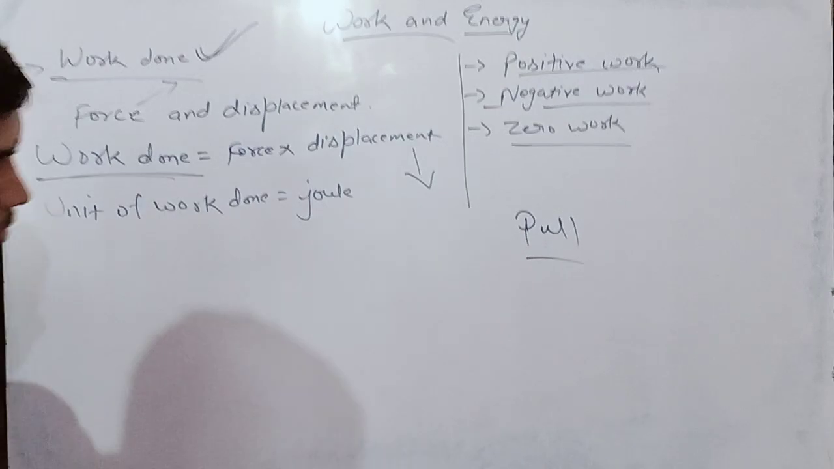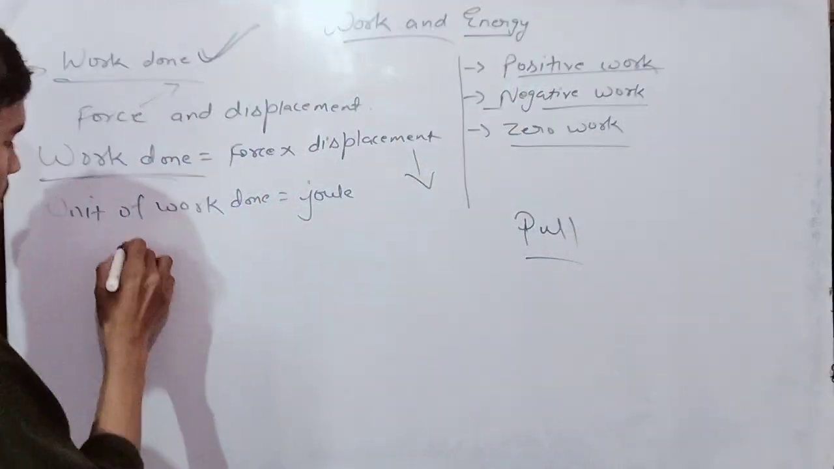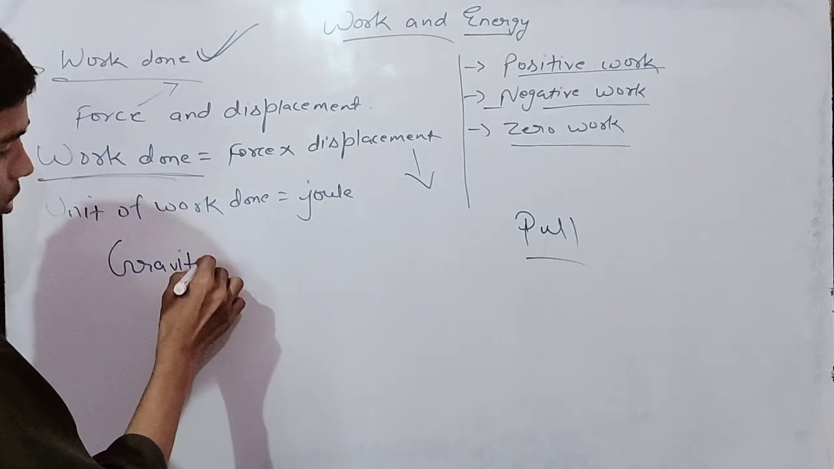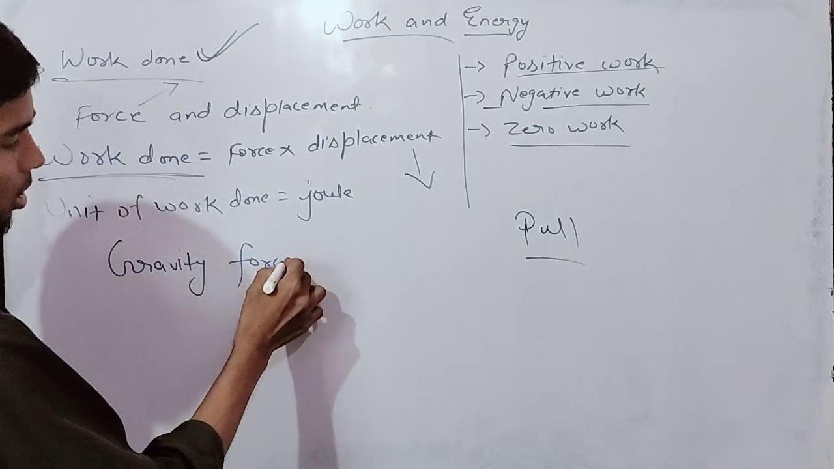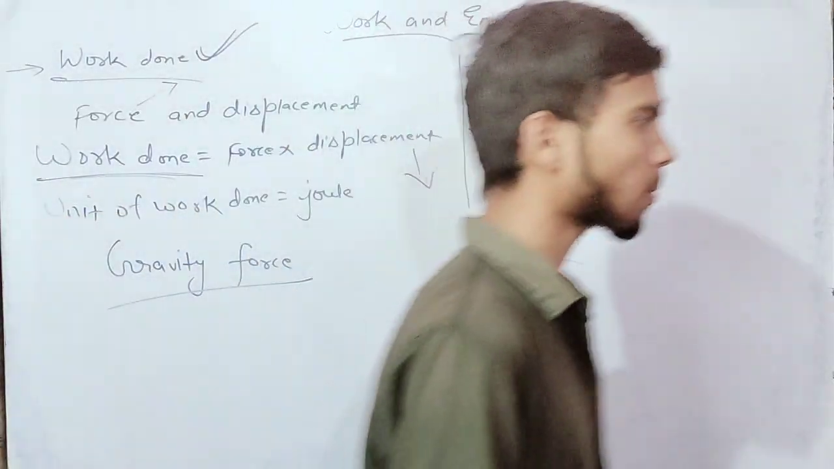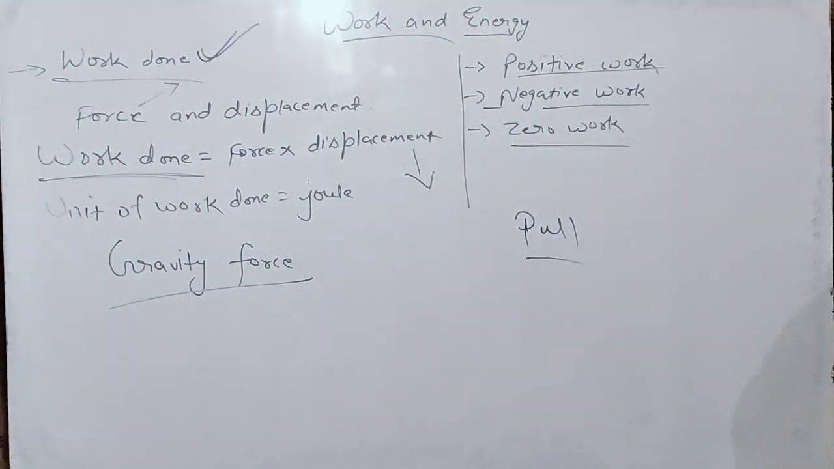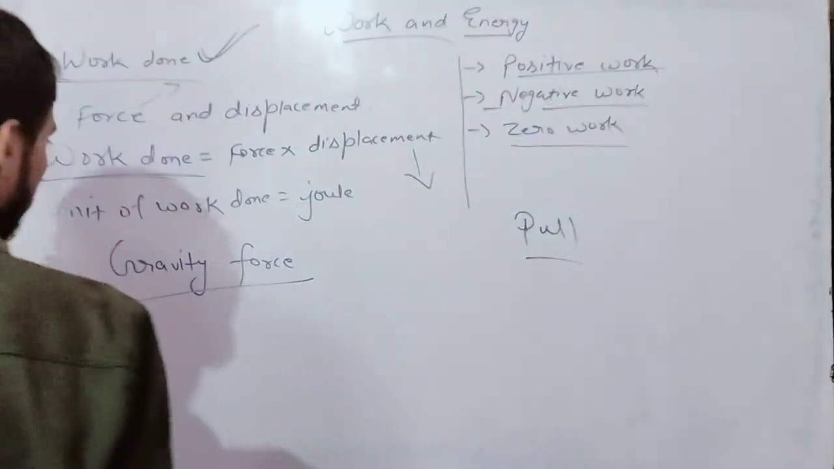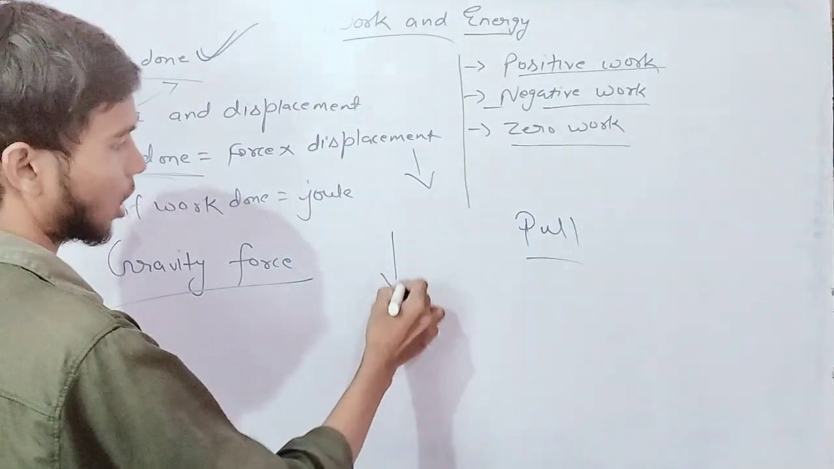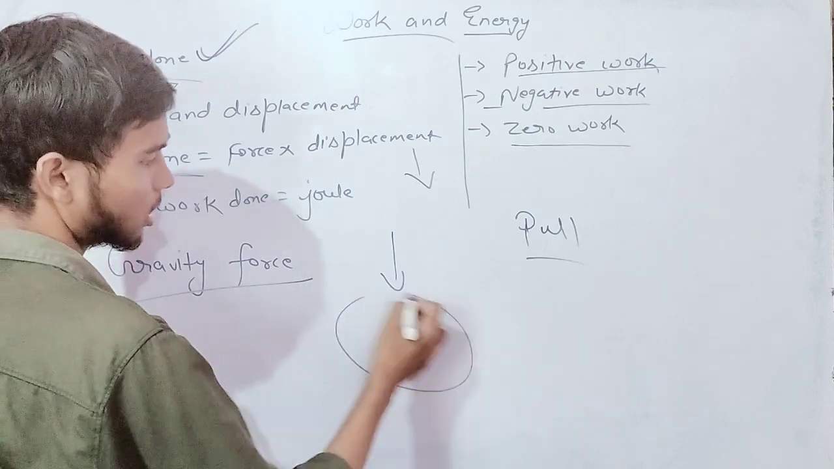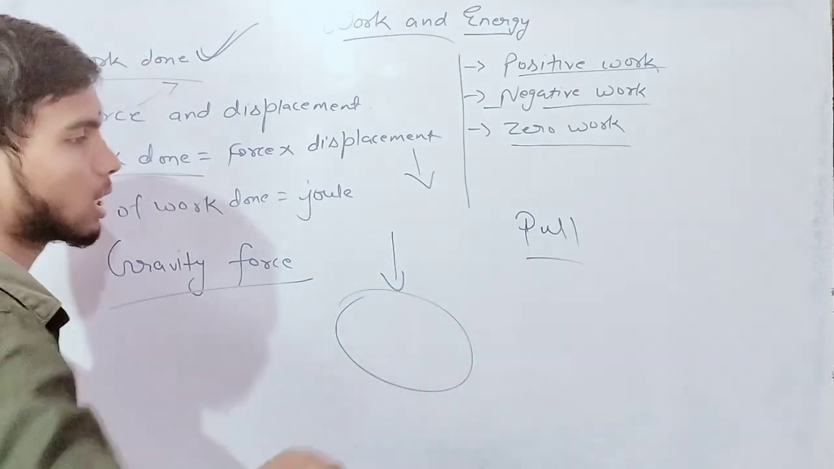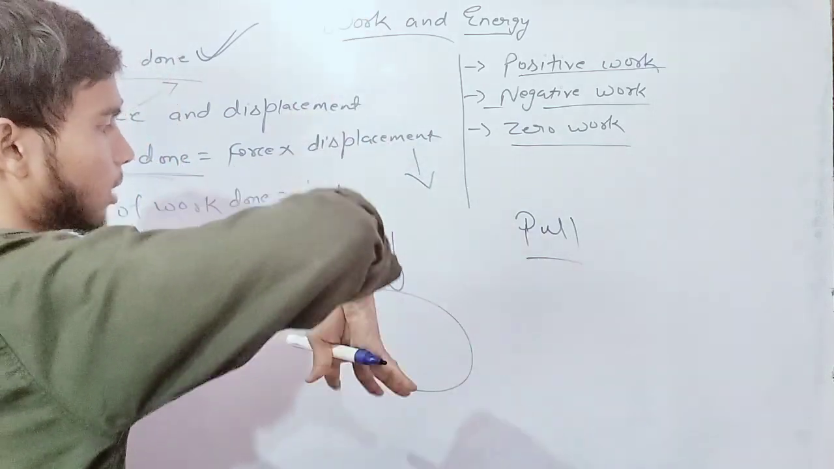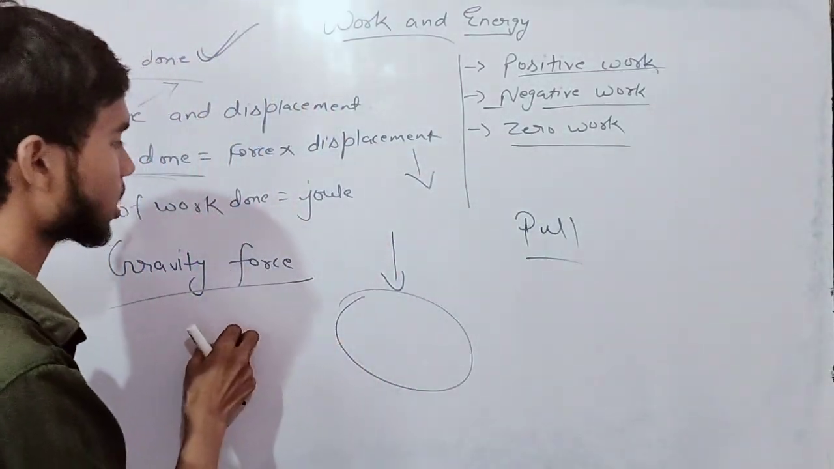Now one thing more. Gravity force. Gravitational force you can say. How will gravity force be? What do you think about it? I would say gravity force is just downward. Let's say this is Earth. This gravity force is always downward, like that. Perpendicular, you can say. Gravity force is always perpendicular.